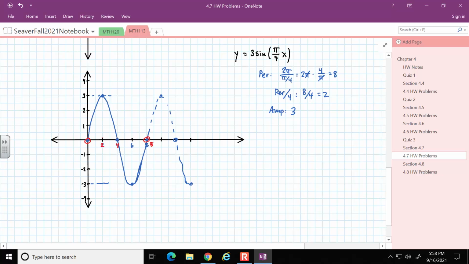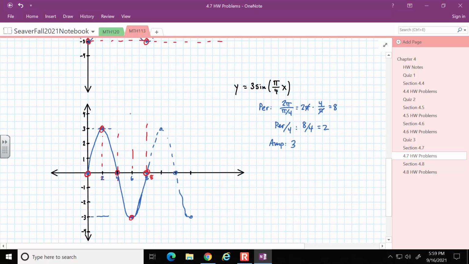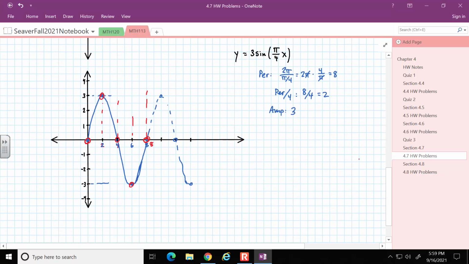But in all those cases, all you're really doing is taking that period and dividing it by 4, because you're trying to split this up into 4 sections, since that's your key points. For sine, it's going to be these 5 key points. And for cosine, we saw earlier, it's these 5 key points. Okay. Does that help a little bit? So that's how you split that up. Okay. Any other questions?